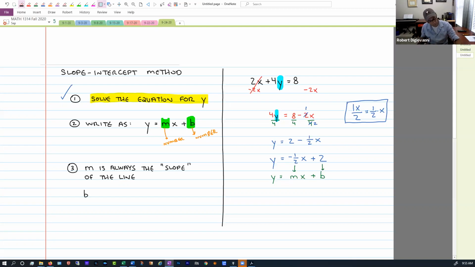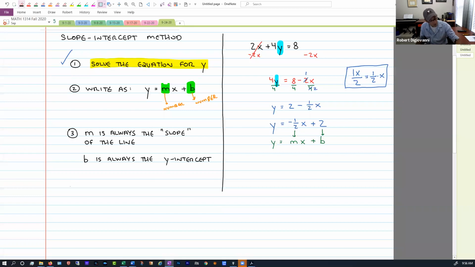And then the b is always going to be the y-intercept. Okay, so now we know what the y-intercept is. We've seen y-intercepts before. It's just where our line hits the y-axis. So the whole idea behind the slope-intercept method is this. If you can solve for y and get it written as y equals mx plus b, then you will have the y-intercept right in front of you. And then you'll also know the pitch of the line. So now let's see how we use that to graph.